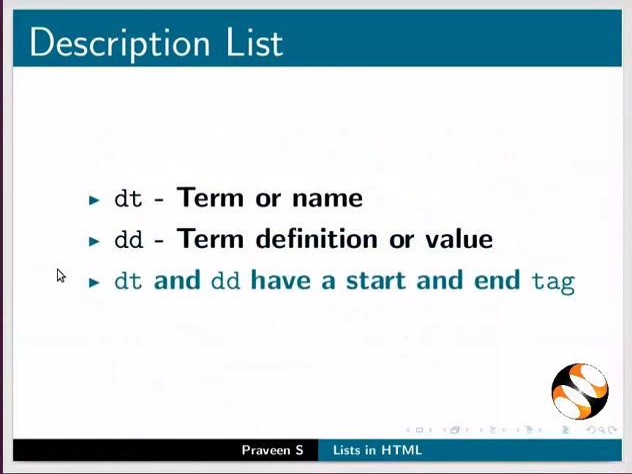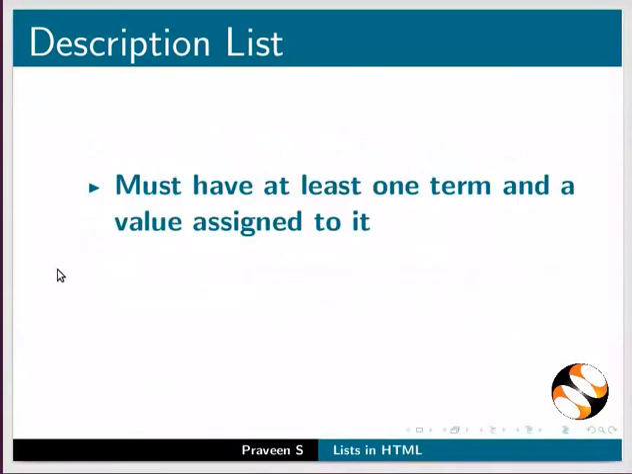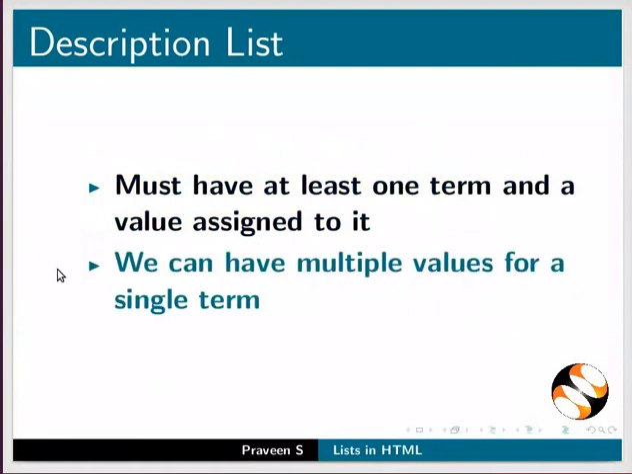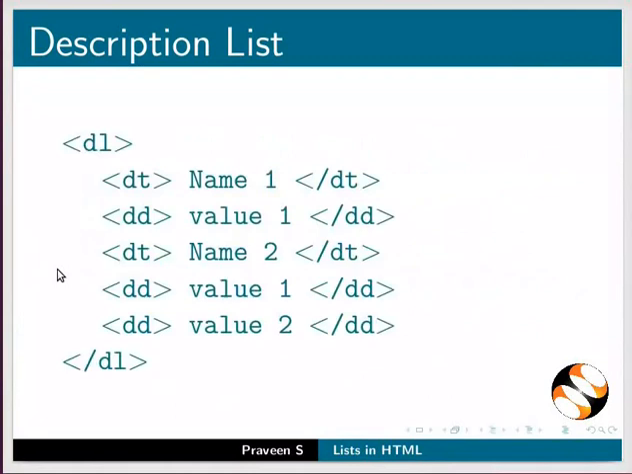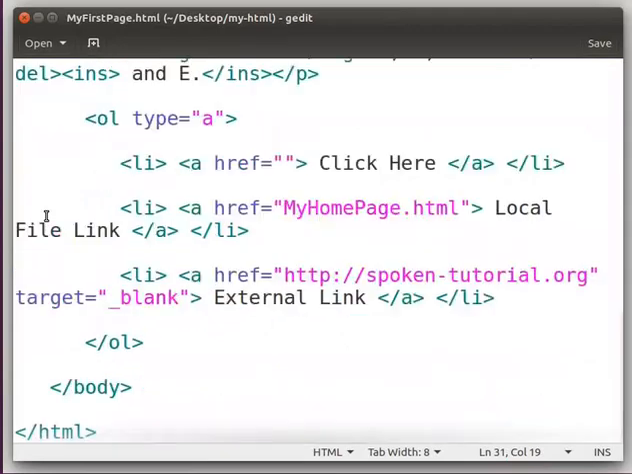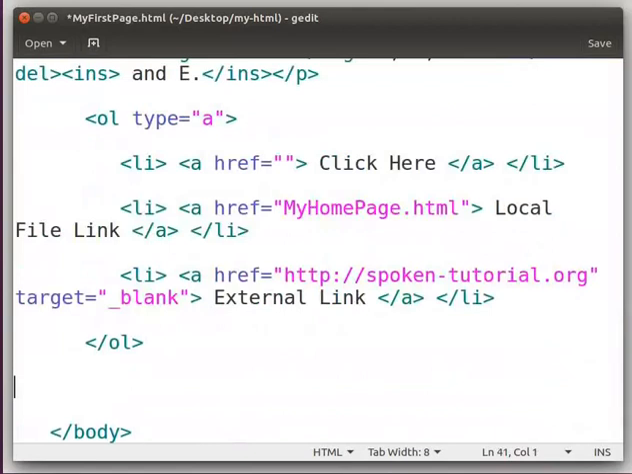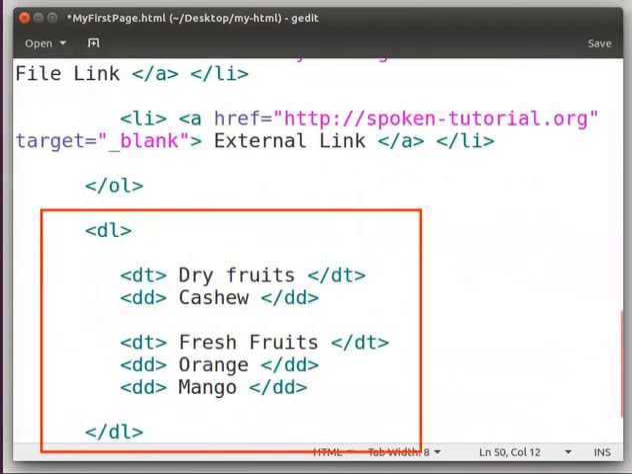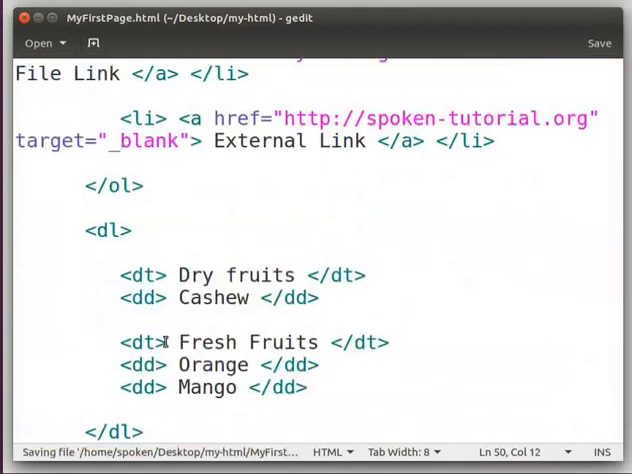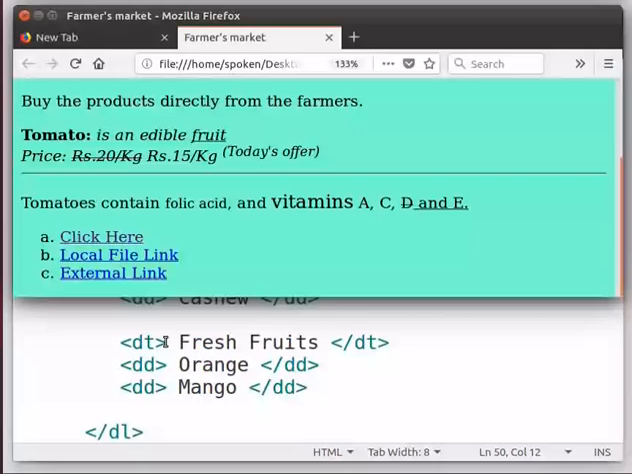Both dt and dd have a start and an end tag. A description list must have at least one term and a value assigned to it. We can have multiple values for a single term. The way to write a description list is shown here. Let us try this. Switch to the editor window. After the ordered list, type the following piece of code as shown here. Save the file. Switch to the browser and refresh the page.